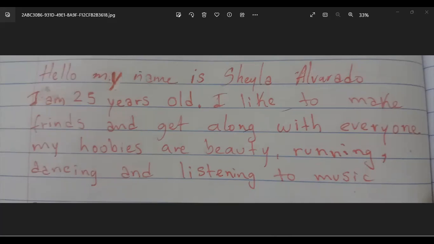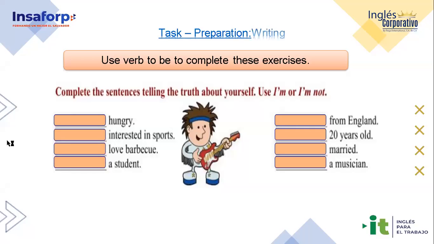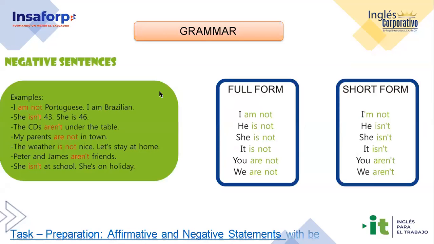Okay, we're going to be checking two things. We're going to be checking the negative statements plus the question forms. So vamos a estar checando las oraciones negativas que vimos ayer, más las preguntas, cómo formular preguntas utilizando el verbo to be. Me avisan ahí si ya se ve la pantalla. Yes.